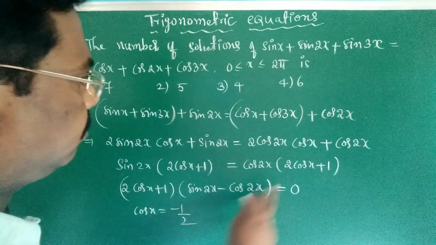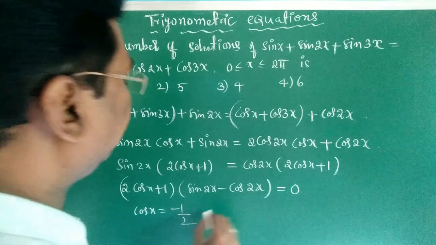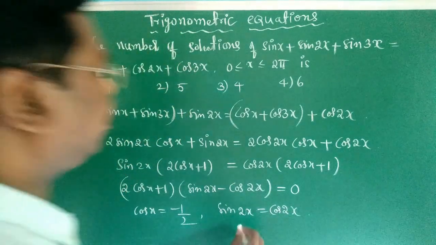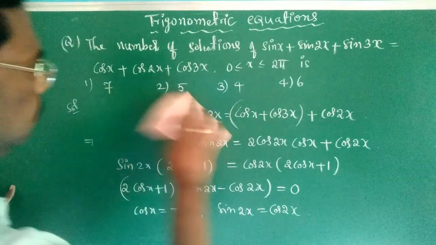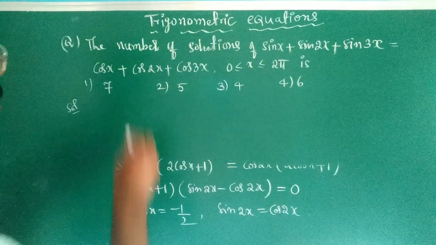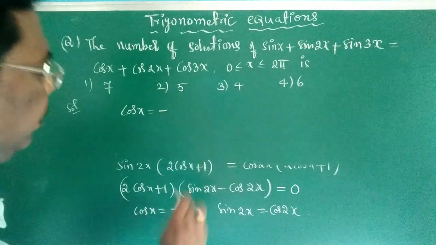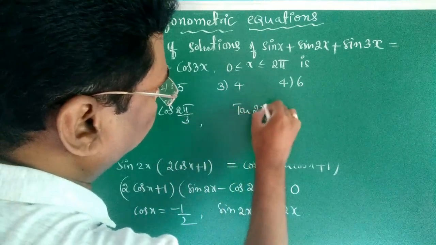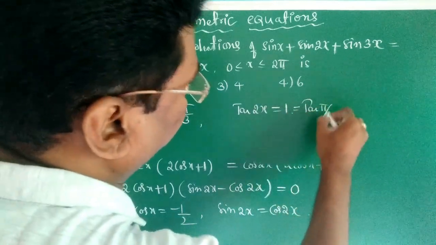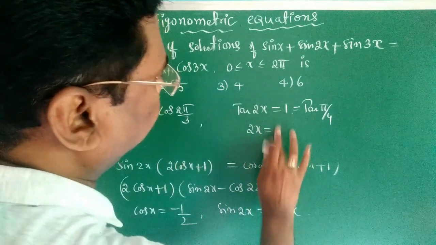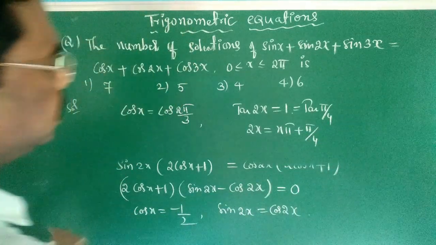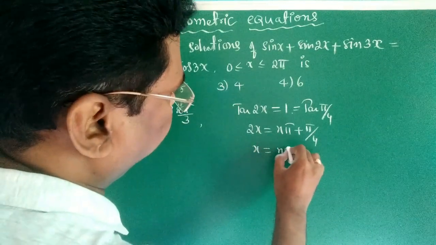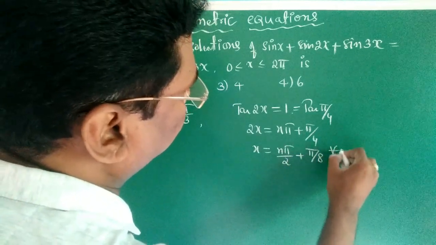Now here sin 2x = cos 2x, so tan 2x = 1. Now cos x = −1/2 means cos 120°, that is cos 2π/3, and here also tan 2x = 1, that is tan π/4. Now 2x = nπ + π/4, so x = nπ/2 + π/8 for all n belongs to Z.